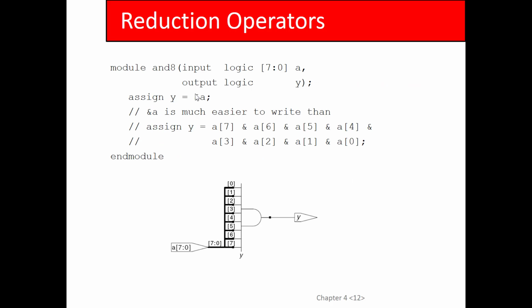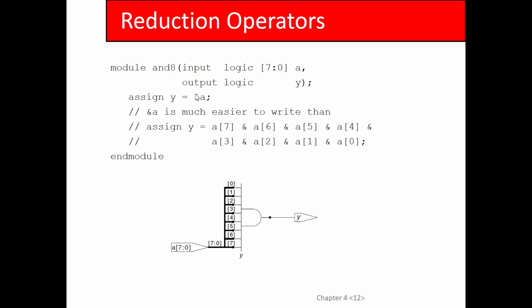Now this one is a reduction operator. It's kind of neat, but in my experience, I've not used it too much. Every once in a while, it comes in handy. You can say A is 8 bits and Y is 1 bit. And this is a way you can take all the bits that comprise A and AND them all together as if I had an 8 input AND gate, and then assign the value to a single bit Y output.